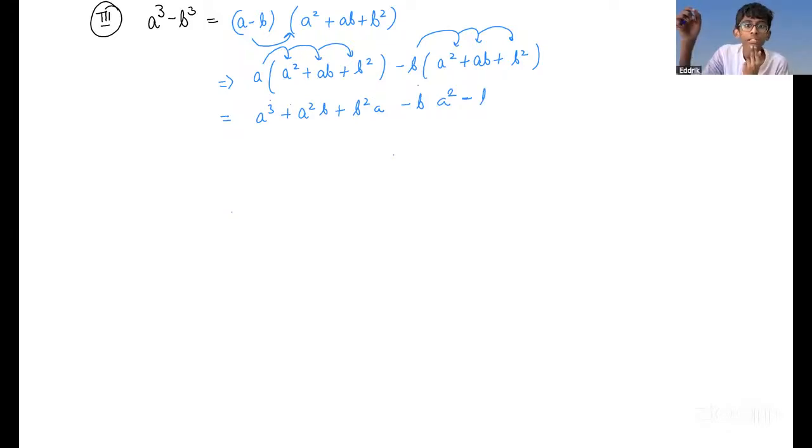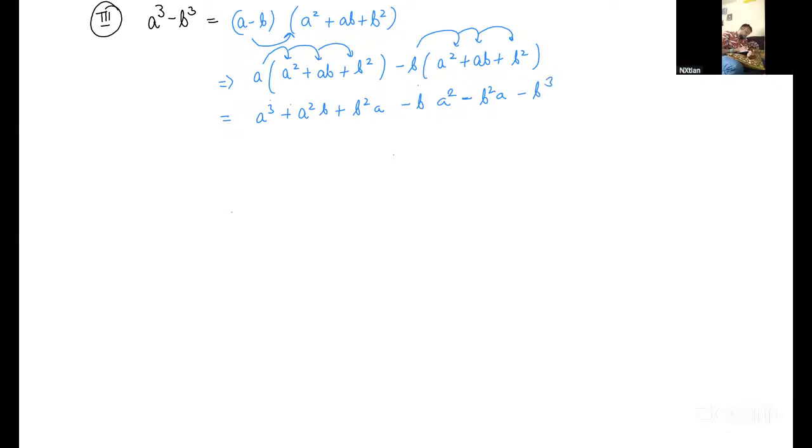Minus a square b, plus b square a, minus b cube. So basically what I did, this minus b is multiplying with the whole trinomial term. So this minus b into a square is minus b a square. This minus b will multiply with this ab, and this minus b will multiply with this b square, making minus b cube. Understood?